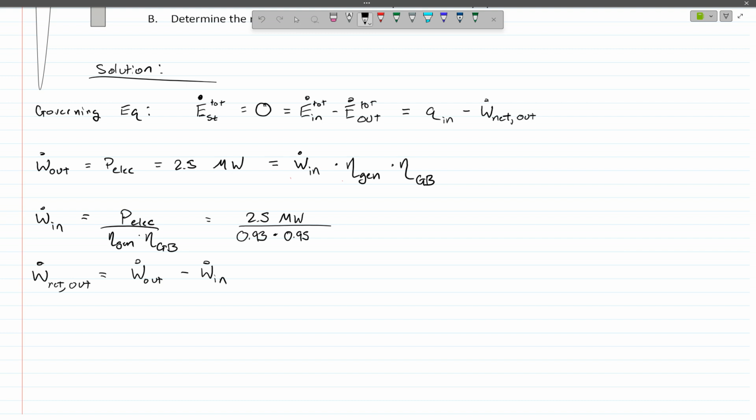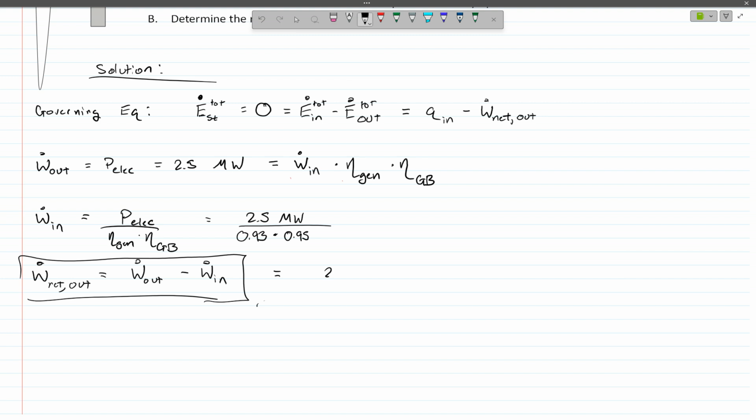No, this is the actual work that is leaving. The idea is that in our governing equation, this is our net heat transfer in and our net work out. So this is going to be whatever work enters or is done on the system per unit time minus whatever leaves the system per unit time minus that enters. So this expression right here.